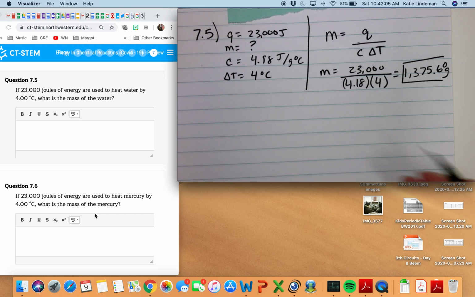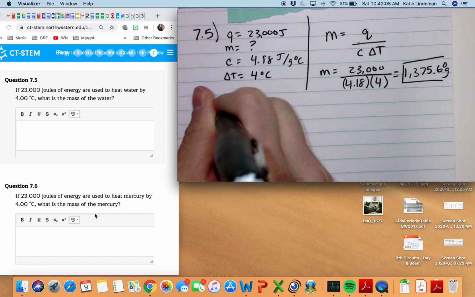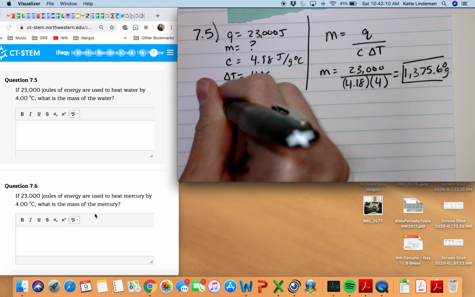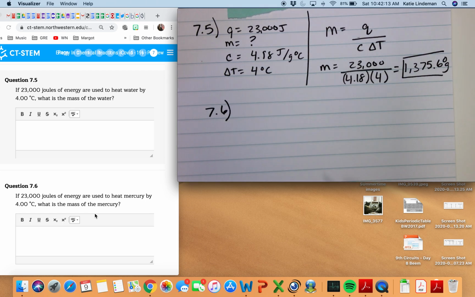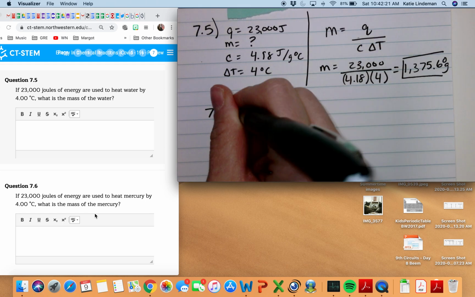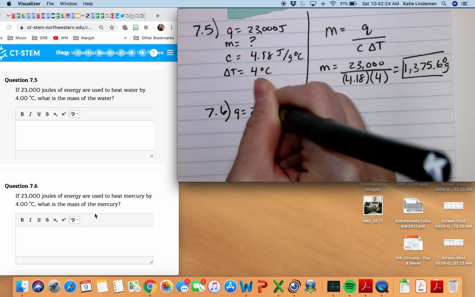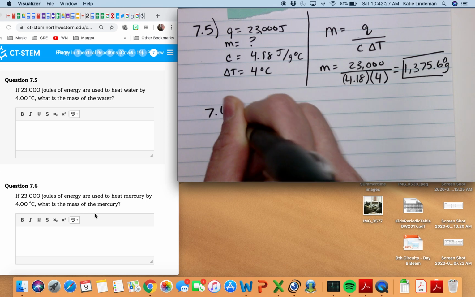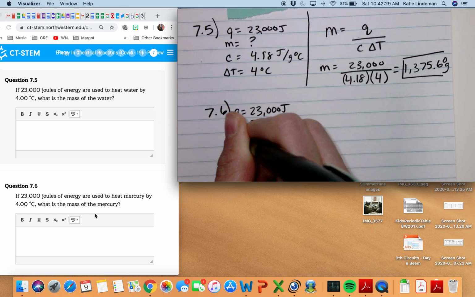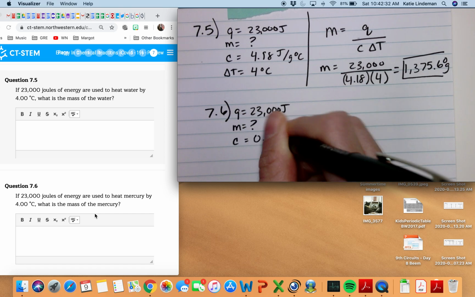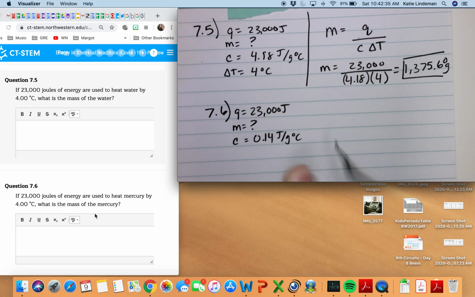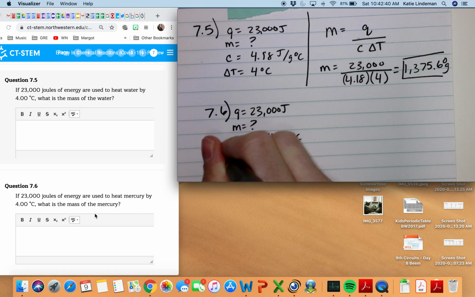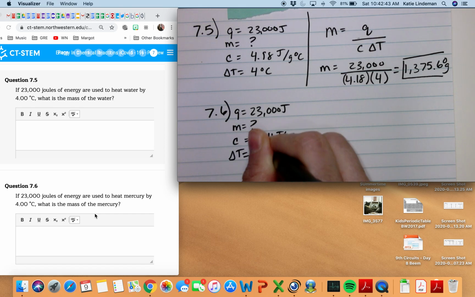For 7.6, the question is very similar. We are basically asked the exact same, we're given all the exact same information, only this time it's mercury and not water. So Q is still going to be 23,000 joules. M is still our unknown. C is going to be 0.14, a number I got from my answer to 7.3. And delta T is still 4 degrees Celsius.